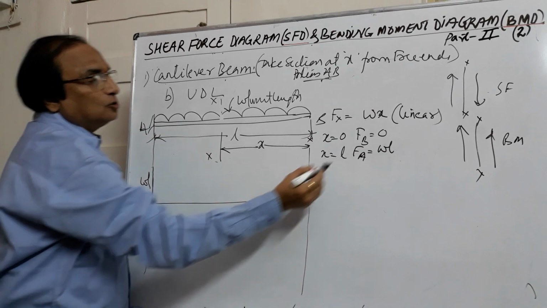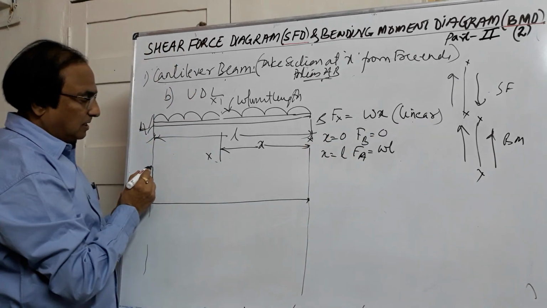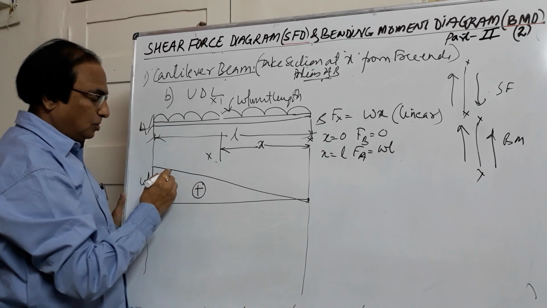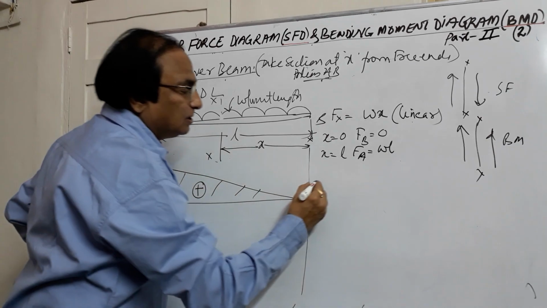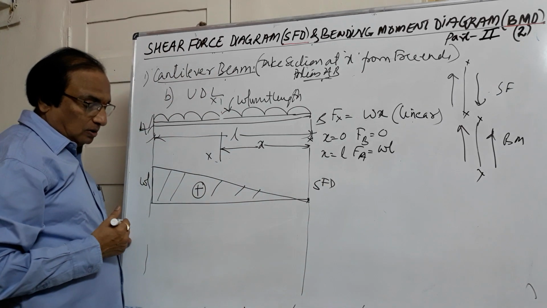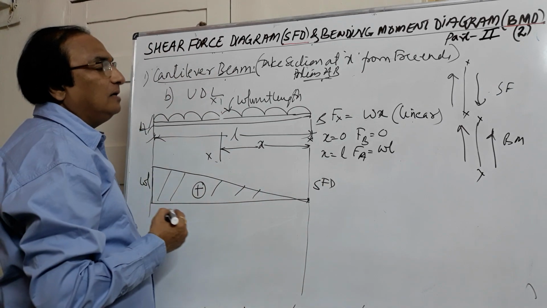I will have to join these 2 points by a straight line. So let us join these 2 points by a straight line. So this value is positive. So this represents the shear force diagram for a beam carrying UDL. On the same lines, we will go for the bending moment diagram.